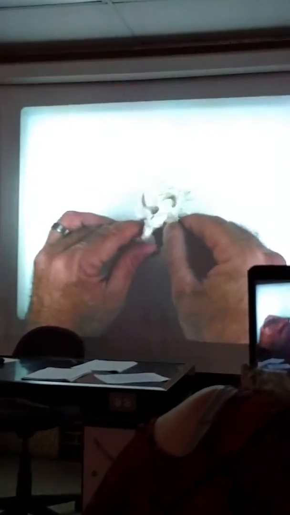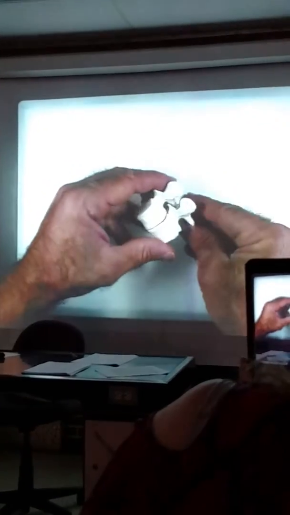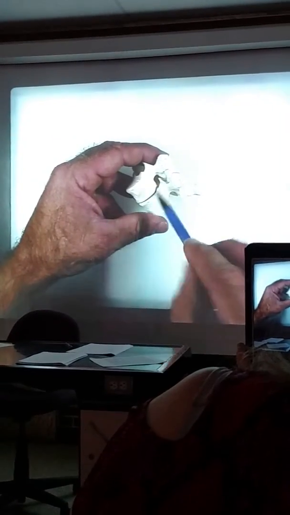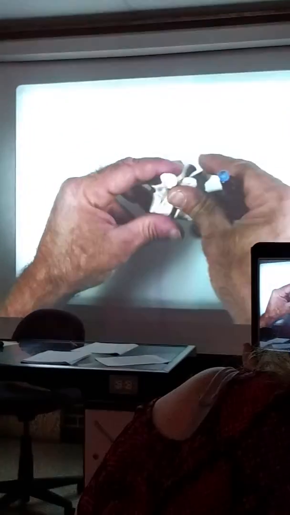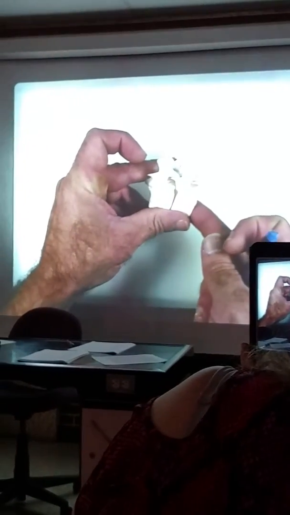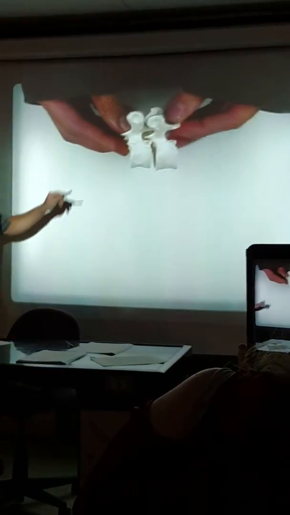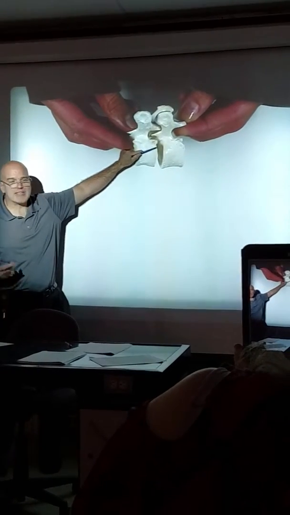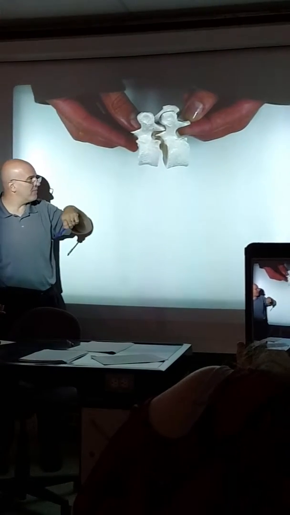Now be careful, because notice that the superior articular surface of the bottom vertebrae articulates with the inferior articular surface of the top vertebrae. Kendall, can you hold that just like that? And I'll go to the board and point that out. So notice that the inferior articular surface of the top vertebrae articulates with the superior articular surface of the bottom vertebrae. Let me look at this again.